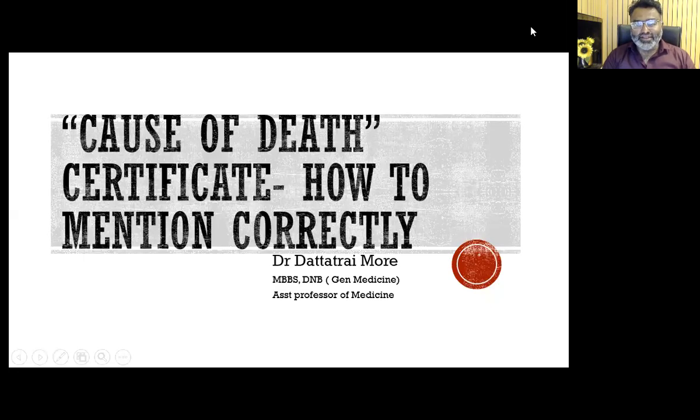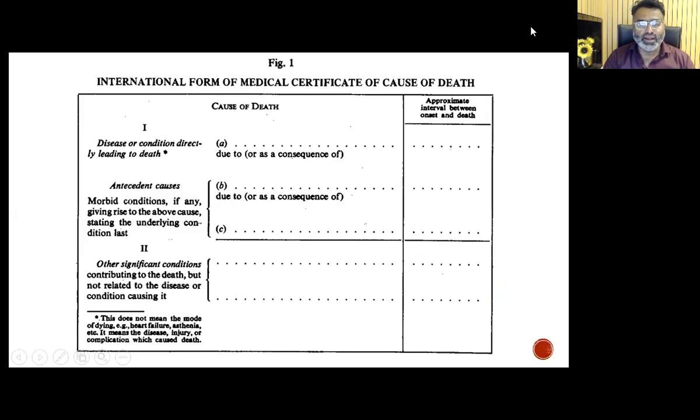I am Dr. Dattatreya More. I am Assistant Professor of Medicine, and today we'll be discussing this cause of death certificate and how to mention it correctly, how to fill this form correctly. So this is the usual form, form 4A, and this is the part where our juniors ask us, what should I include in this? So this form has part 1 and part 2. And in part 1, you see there are 3 lines. And in part 2, all other significant conditions which have contributed to death we have to mention over here.